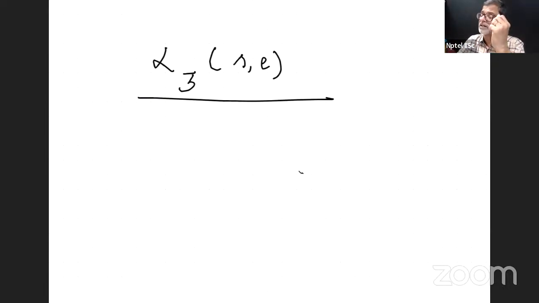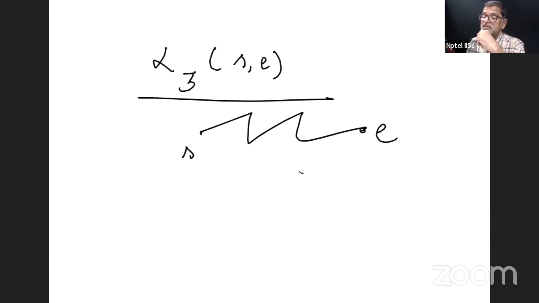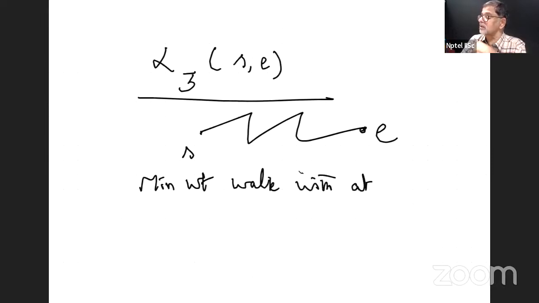S is a vertex in a graph, and E is another vertex in the graph. Alpha 3 SE means the minimum weight walk with at most 3 edges. Alpha 3 means walk.